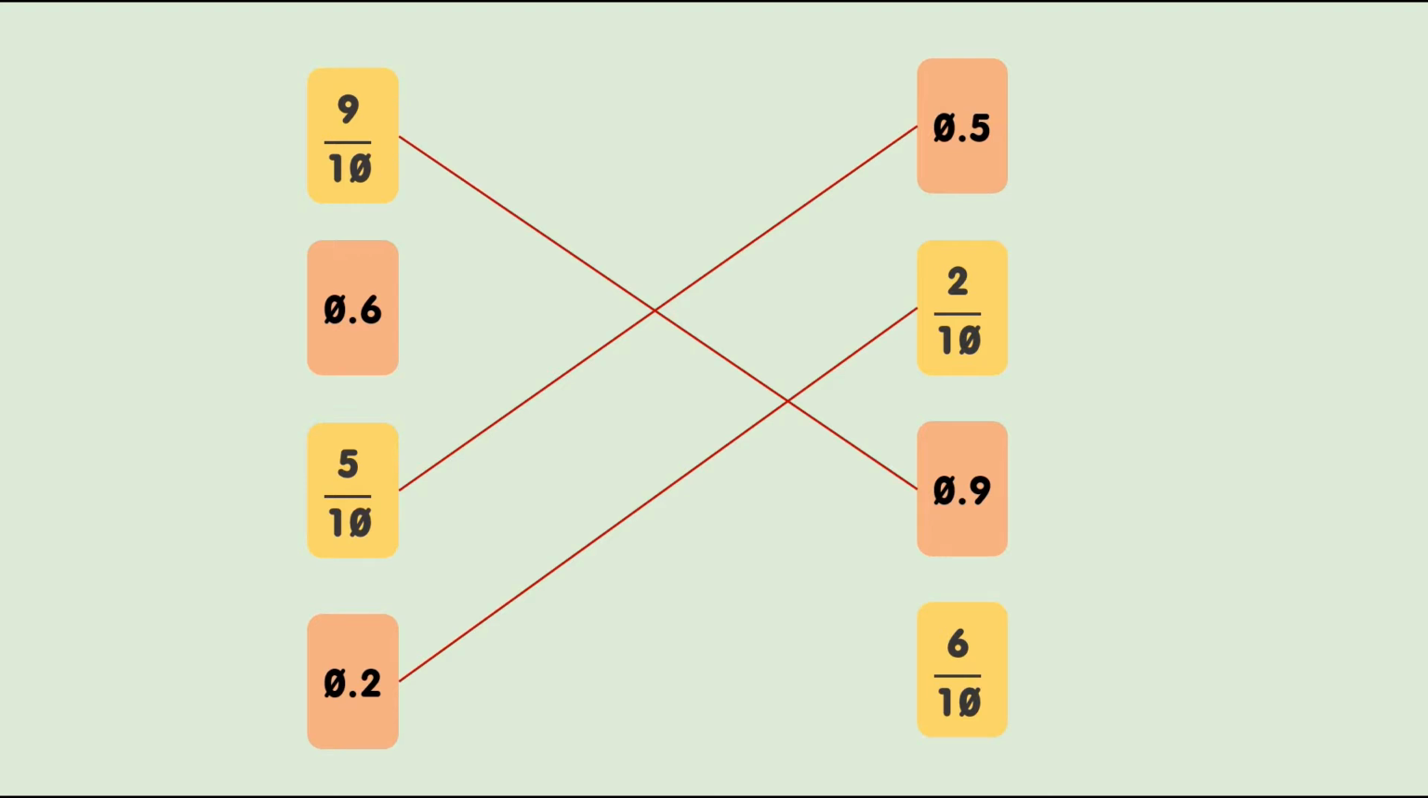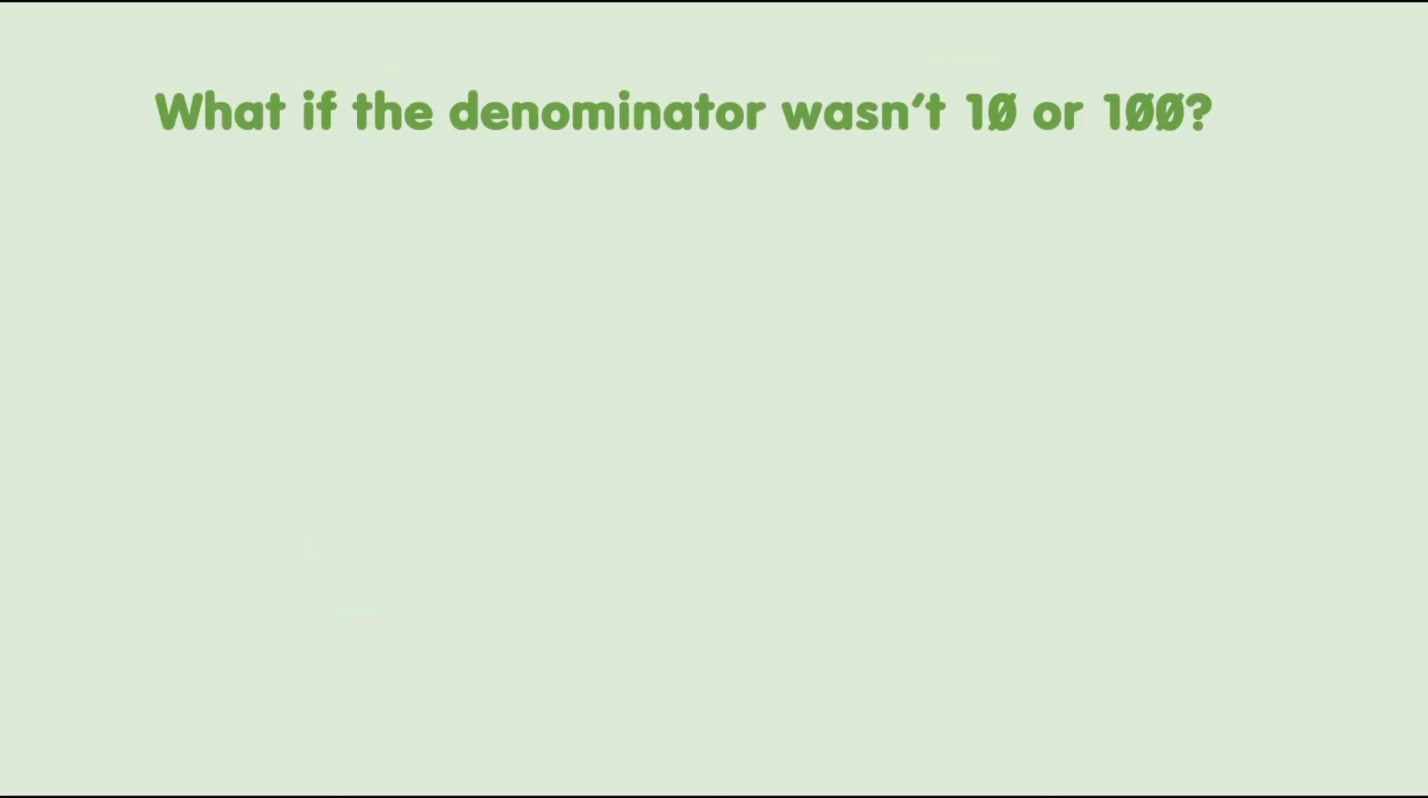0.9 is equal to 9 out of 10, and 6 out of 10 is equal to 0.6. But changing fractions into decimals is not always that easy. What if the denominator was not 10 or 100?